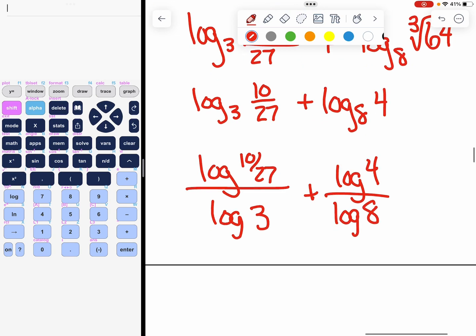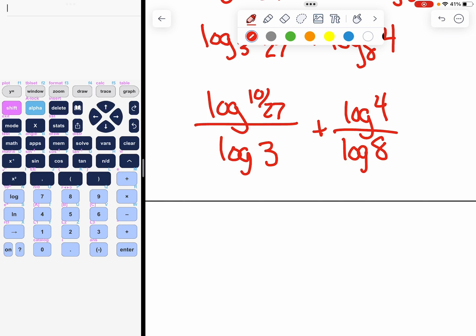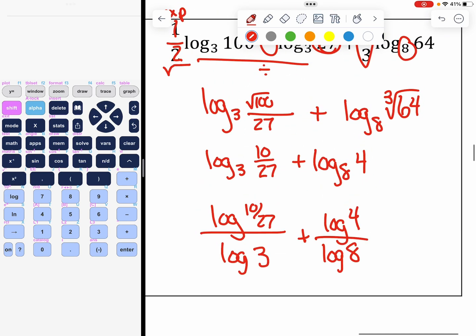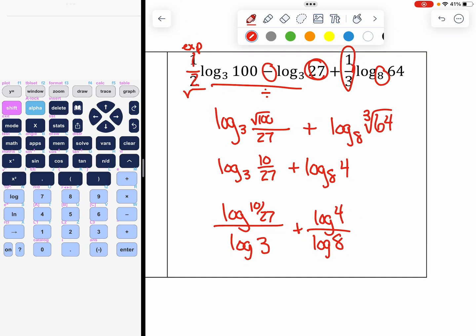You could have a common base on the second one, but I'm just going to use my calculator. Just because I flew through that, because I had to do this video now my third time: this 1/2 is an exponent on this 100, so it's a square root. This is a division sign. This 27 just plops on the bottom. This 1/3 is a cube root on the 64, which is a 4. The square root of 100 is 10. And so now I'm using my calculator.